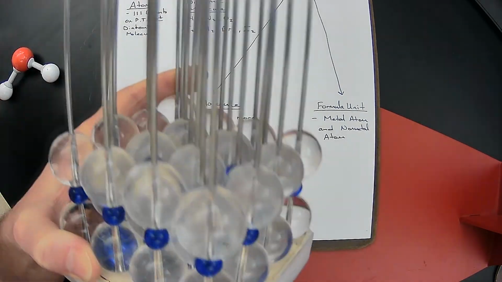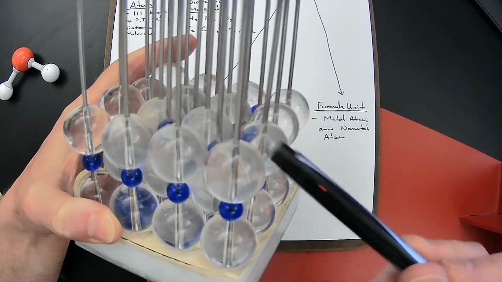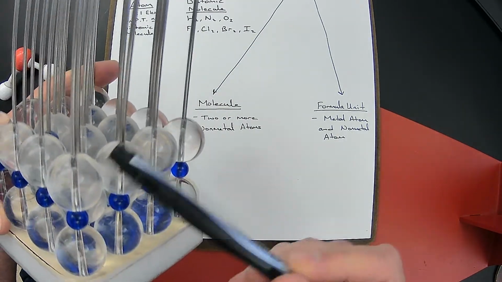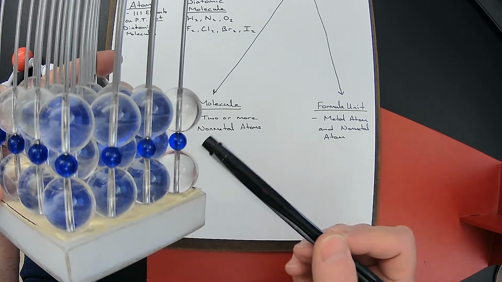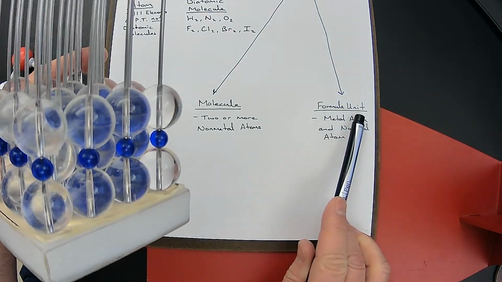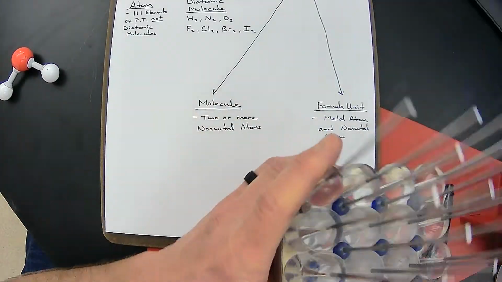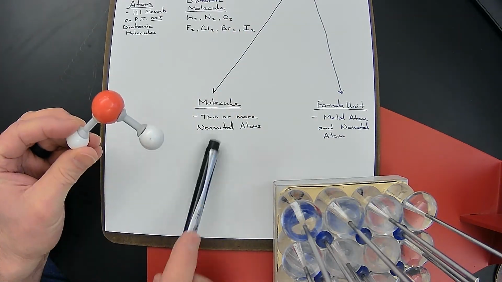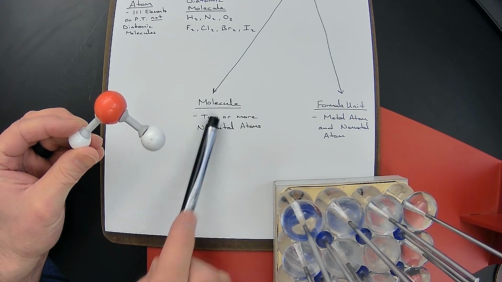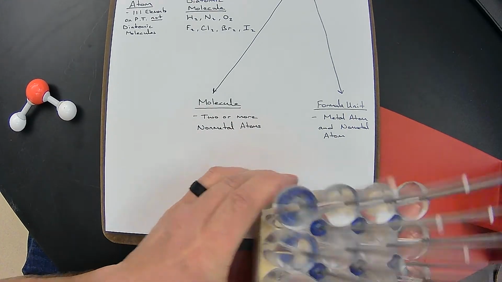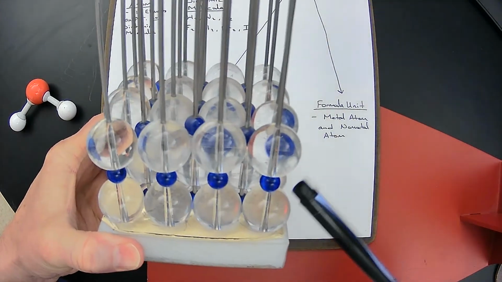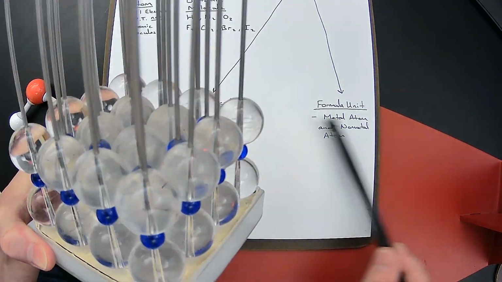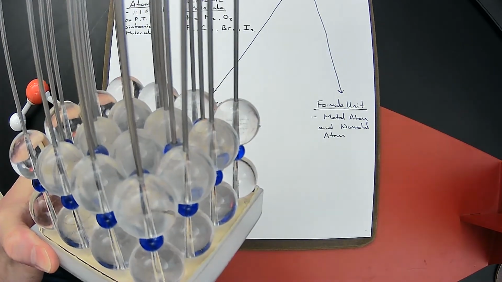But it doesn't exist as an individual molecule, so we call the smallest repeating pattern in this crystal a formula unit. So you can have a compound that exists as two non-metal atoms bonded together forming a molecule, but you can also have a metal and a non-metal atom forming a formula unit that's a compound.